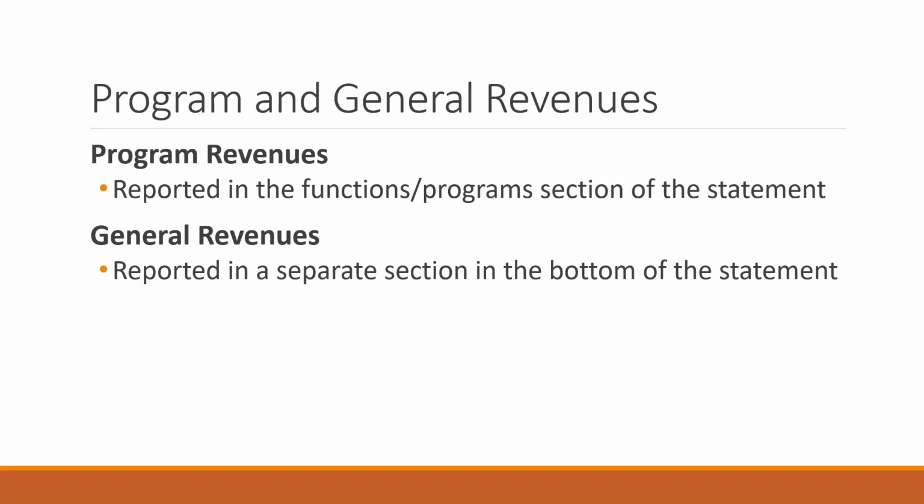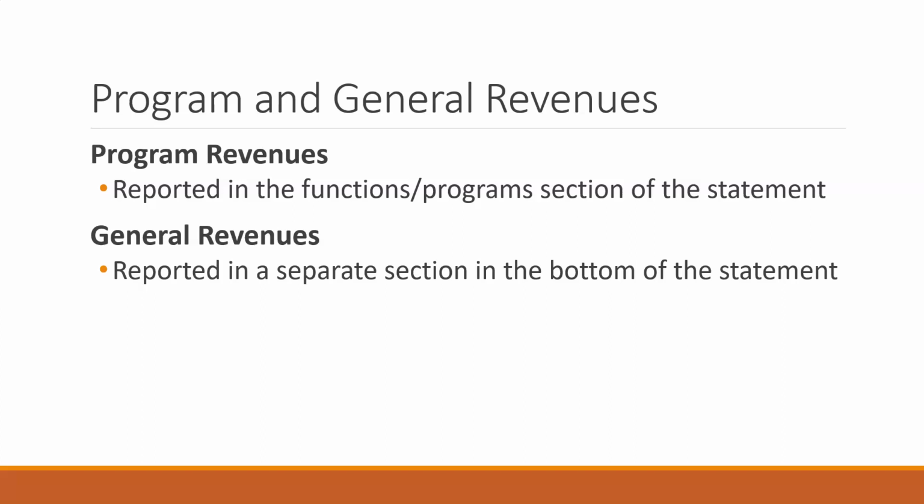We have program revenues and general revenues. The program revenues are specific to the function or the program. So special taxes, special collections, and bonds are ways that we can generate revenue for a special activity within the government, where general revenues are reported in a separate section.